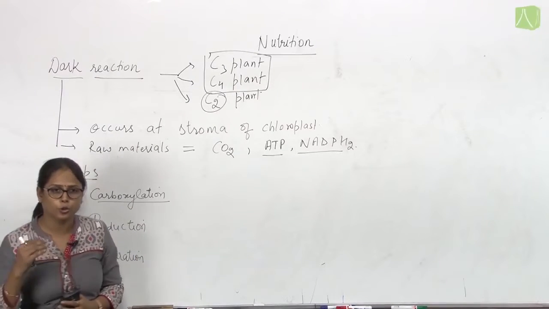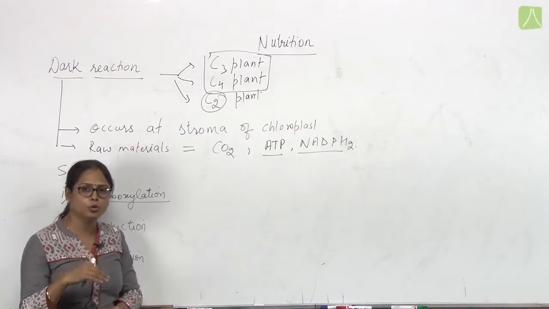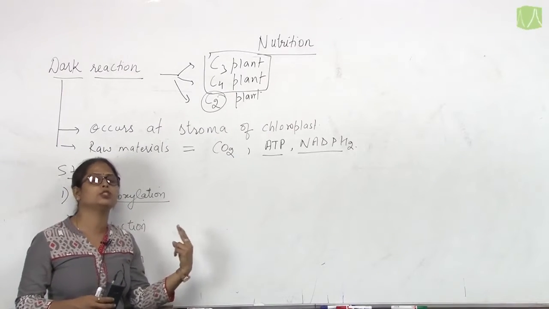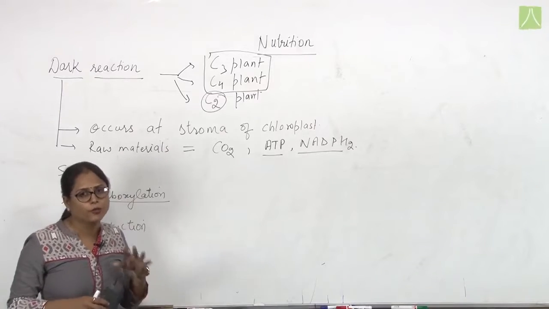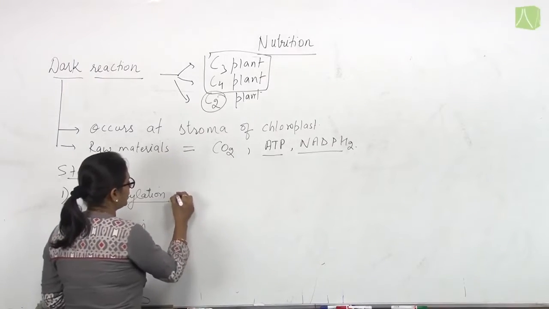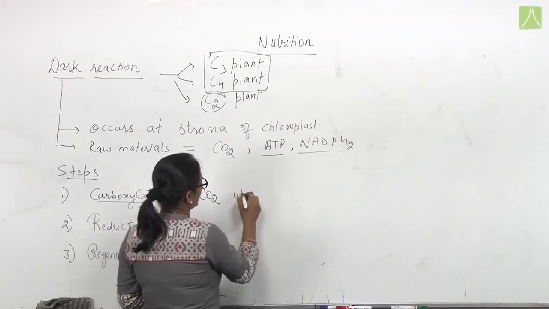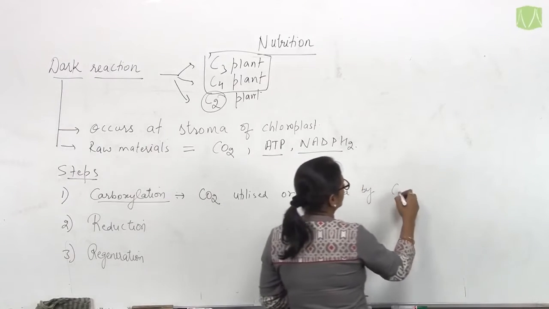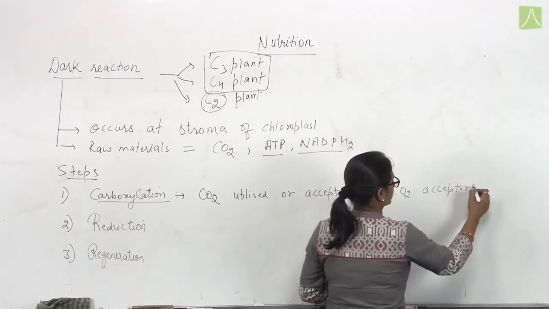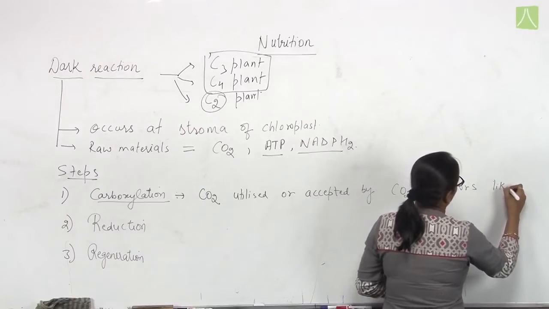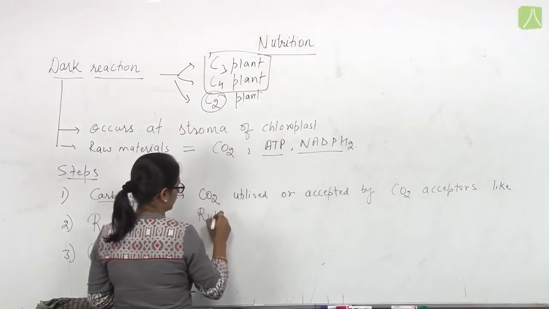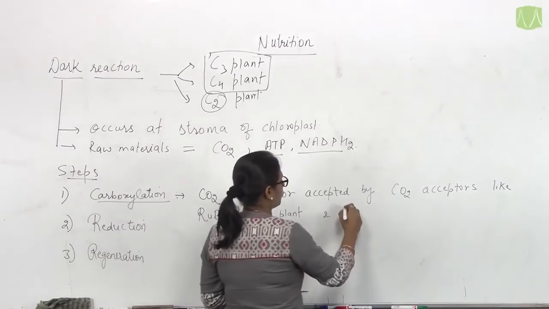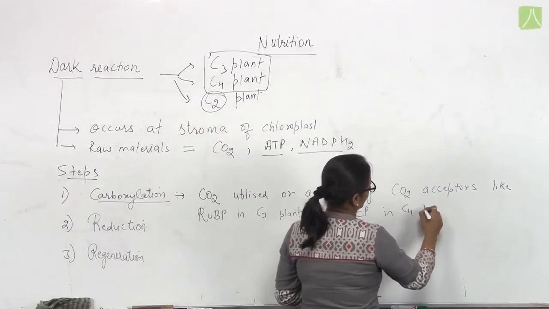Carboxylation means the utilization of CO2, where the CO2 is combined with a CO2 acceptor present in the stroma region of the chloroplast. So what is happening here? CO2 is utilized, or accepted, by a CO2 acceptor like RuBP in C3 plants and PEP in C4 plants.